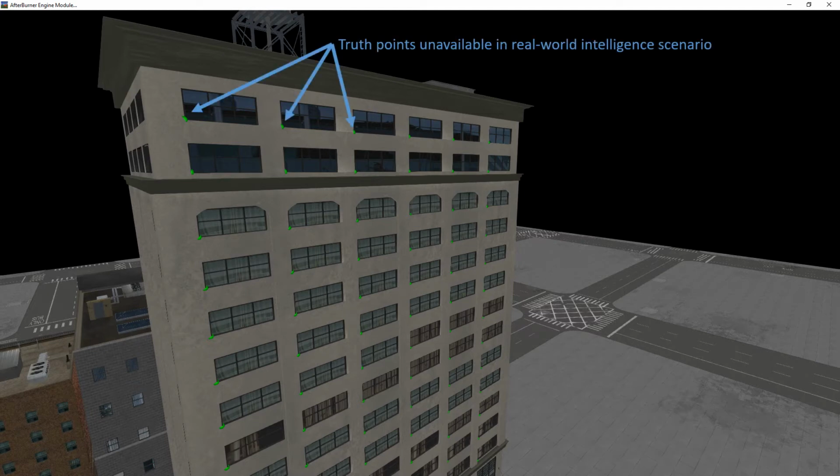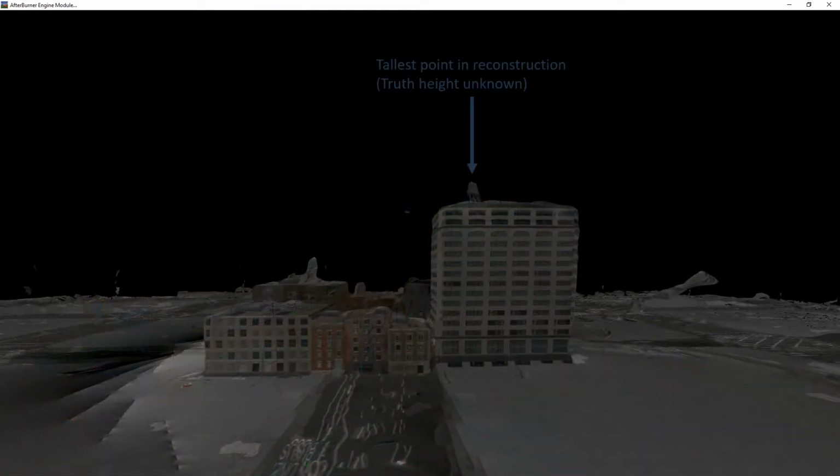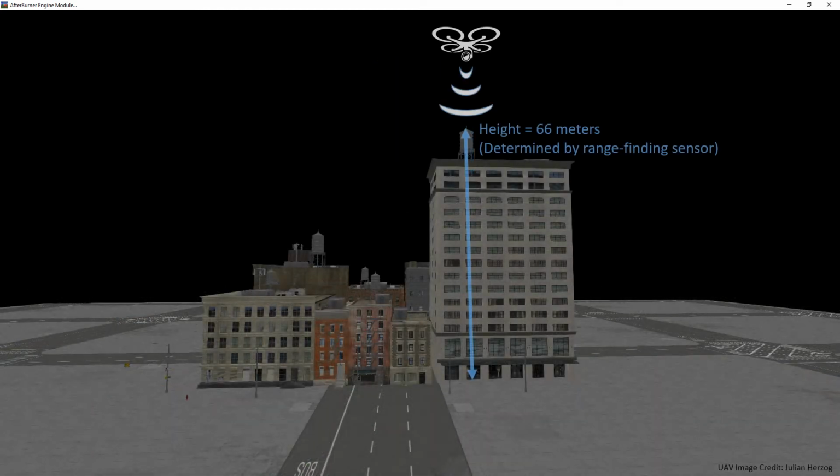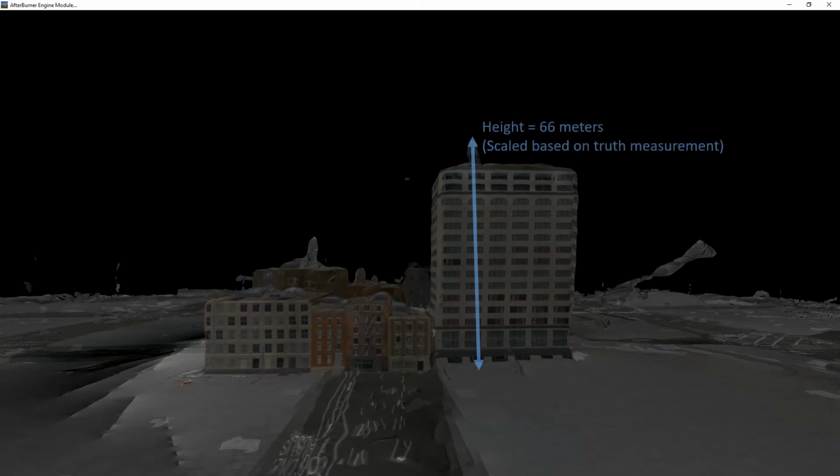Instead, a technique involving a range-finding sensor may be acceptable. The UAV would determine the highest point of the scene based on its reconstruction, fly to the real-world location, determine the actual height of the scene at that point, and scale up the reconstruction accordingly.